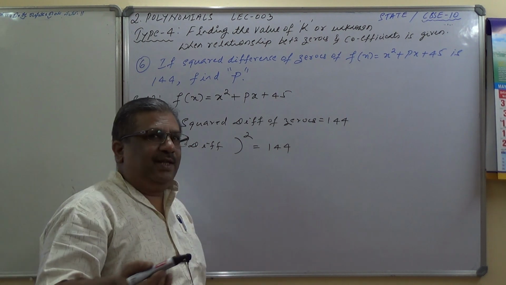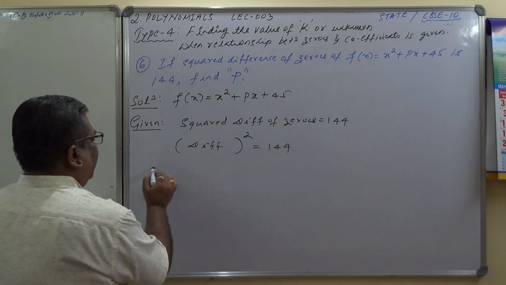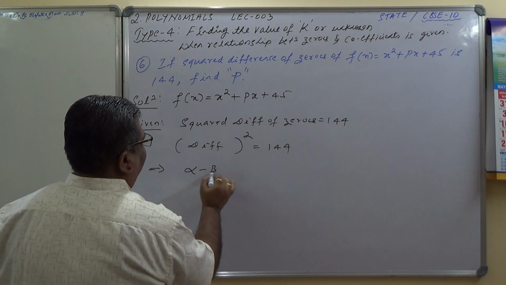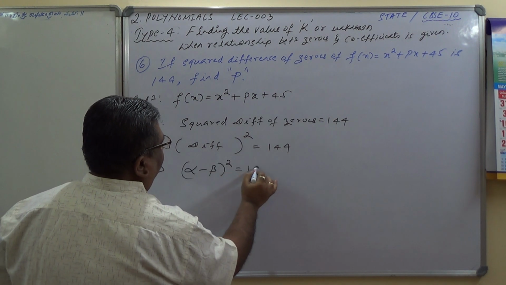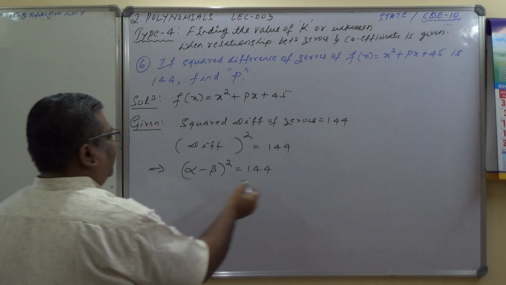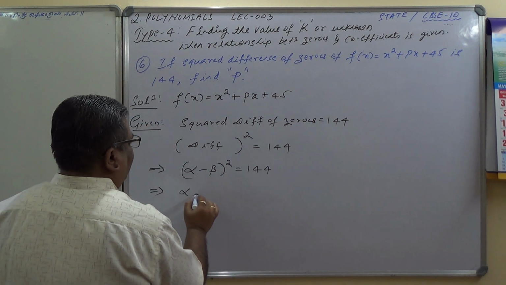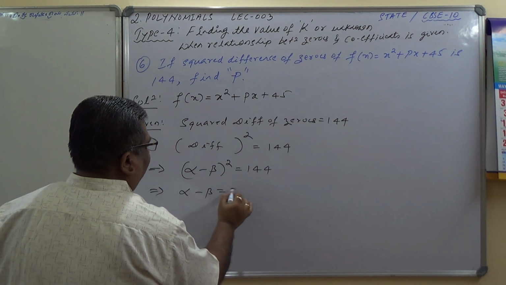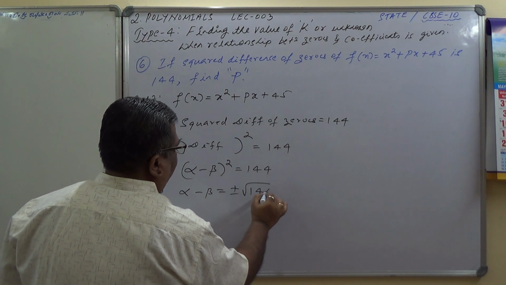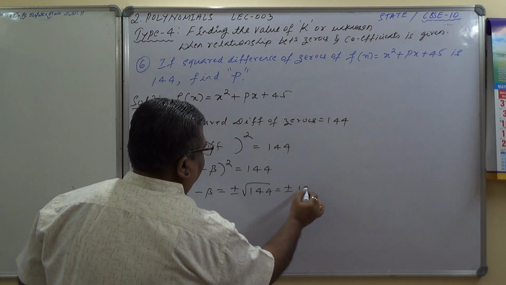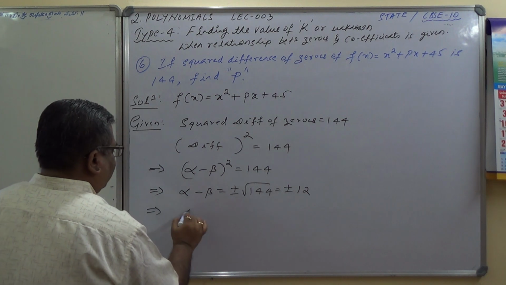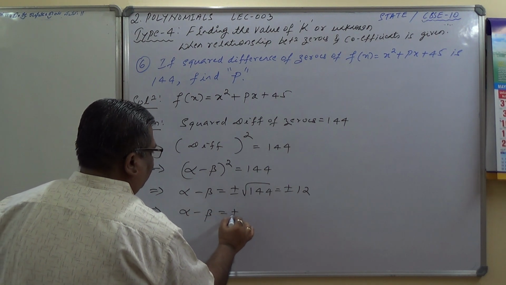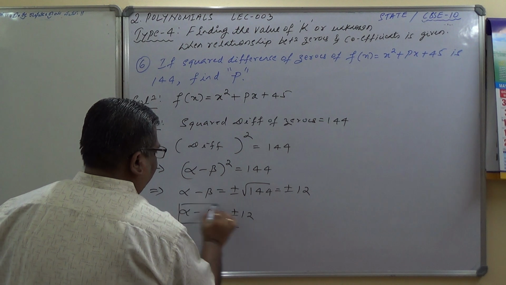Let alpha and beta be the roots here. Therefore, (alpha minus beta) squared equals 144. This is what is given. This implies alpha minus beta equals plus or minus the square root of 144, which is plus or minus 12.